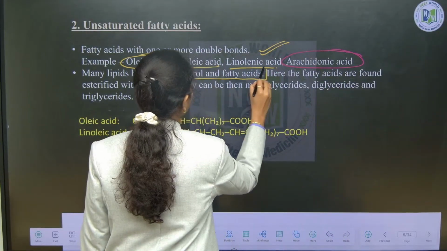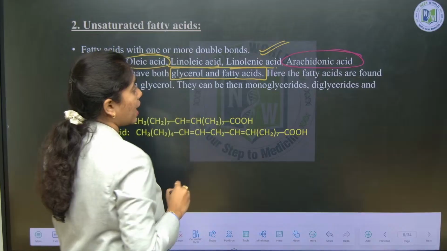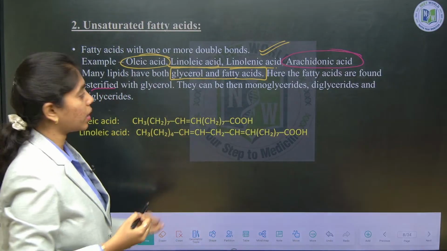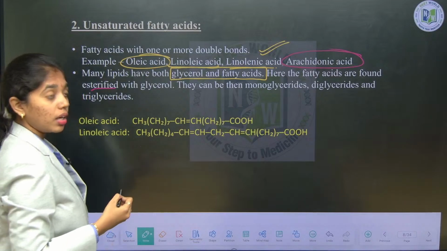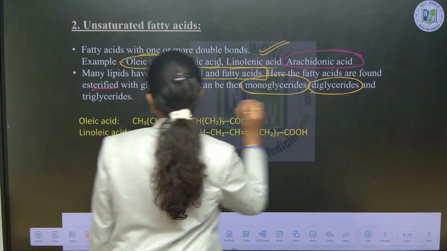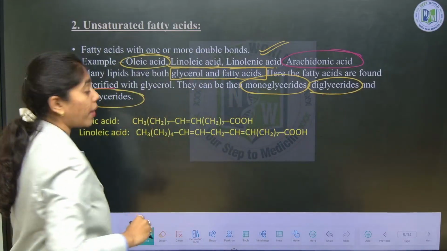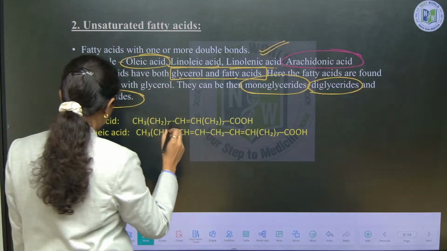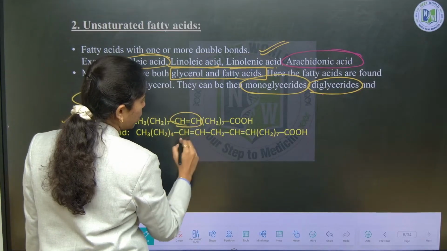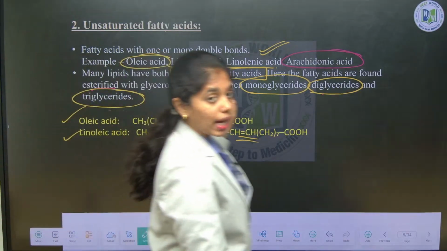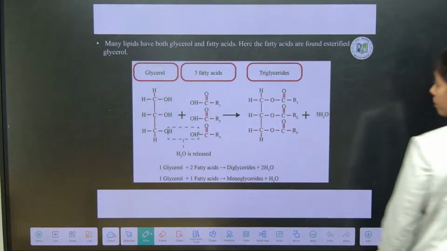Many lipids will have both glycerol and fatty acids. Here fatty acids are found esterified with glycerol. They can be monoglycerides, diglycerides or triglycerides. Fine, right? For example, you see here oleic acid and linolenic acid. Here you have double bonds between carbons, so these are unsaturated fatty acids.